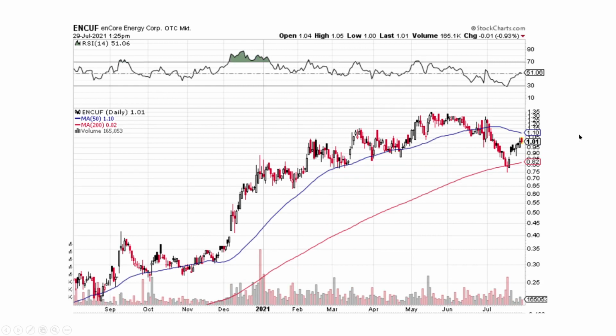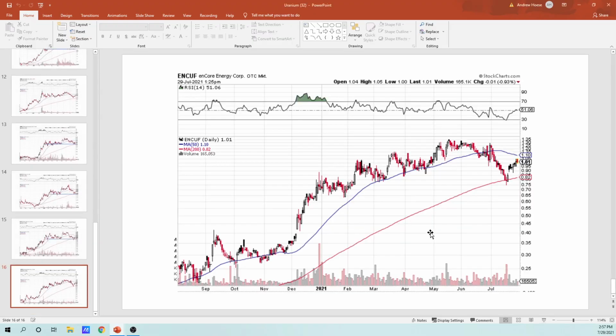And then we got Encore Energy, a nice little kind of down day today. Wick at the top. This one is pretty volatile. Sometimes it doesn't follow the patterns as well because it's thinly traded compared to some other, bigger companies. But it looks good. We've got a nice big move up. We might see a small down day or two before moving higher. But it looks pretty good.